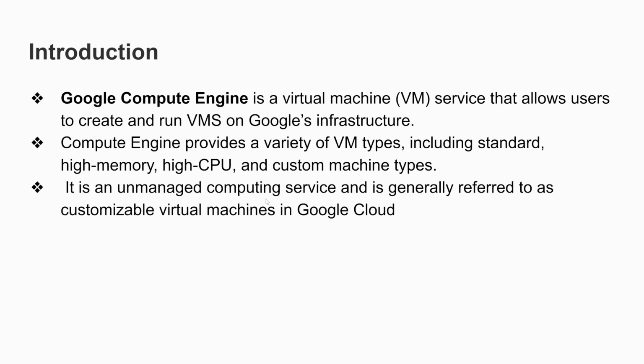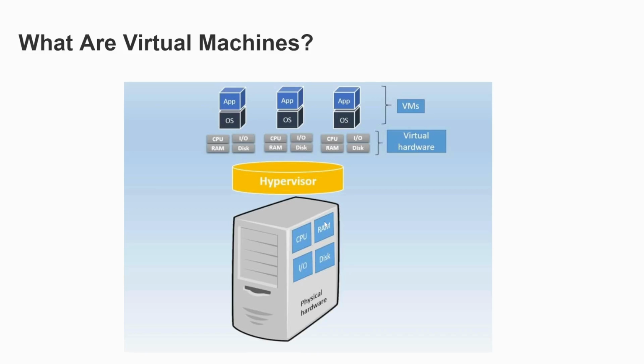When I say unmanaged, the user has the complete power to customize the virtual machines they create inside Google Cloud. Now let's try to understand the virtual machine concept in simple terms. A virtual machine is a digital version of a physical computer. We have all used a computer, right? We have the CPU, RAM, input, output, and disk, and it's physical hardware.